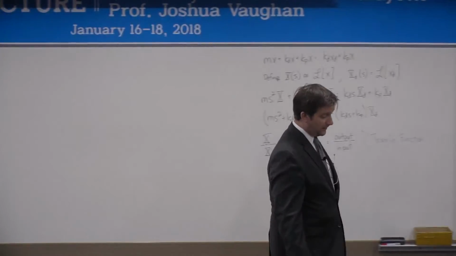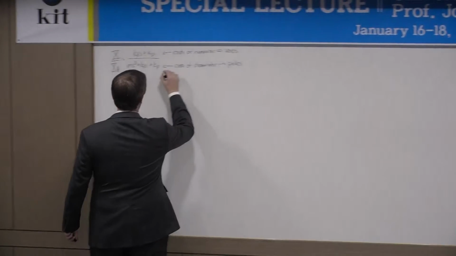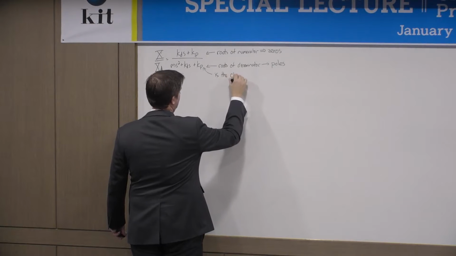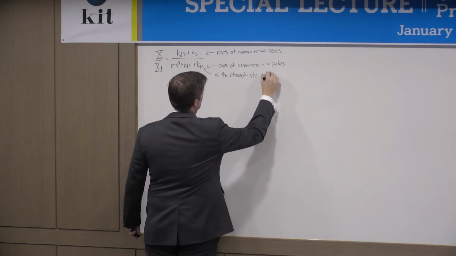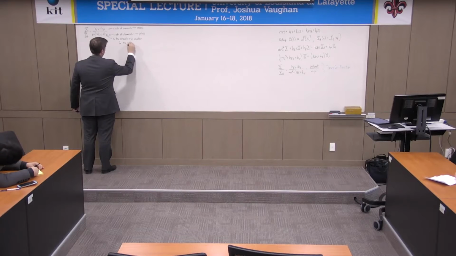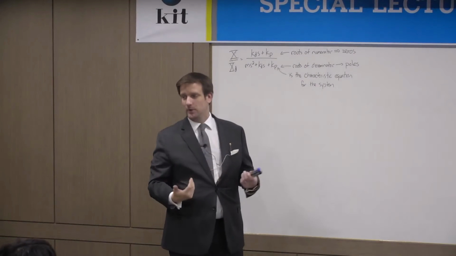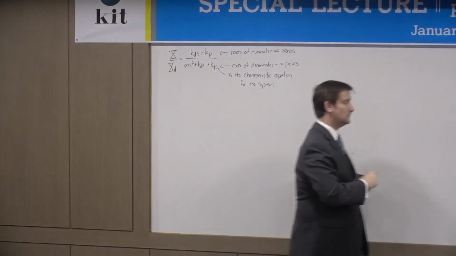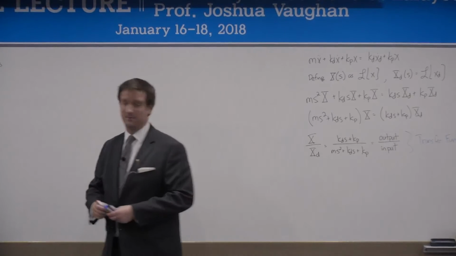You also see this denominator. The denominator represents the characteristic equation, or the characteristic polynomial if you're looking at just the denominator itself. Set it equal to 0, you get the characteristic equation. And it's called the characteristic equation because it tells us the character of the system, how it behaves.